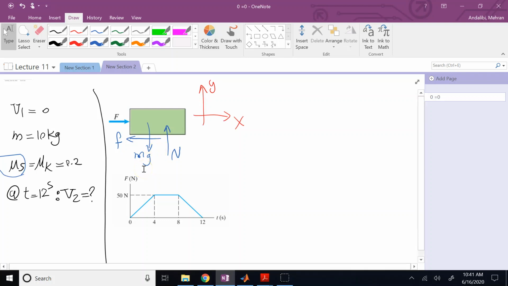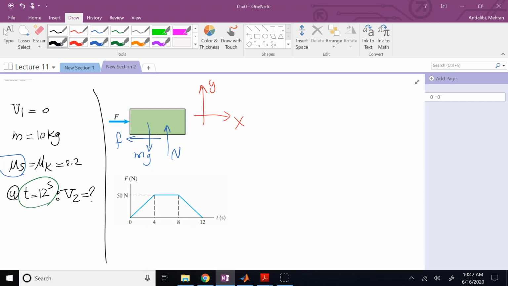Now, how do I know that I cannot use work energy in this case? Why can't I use work energy? That's typically the fast solution. Why? Yes, you're right, because the problem says time: at t equal 12 seconds, what is v2? They didn't say after it moved 5 meters, what is the velocity. Time is involved, so work energy is not the way to go. So we have to use the principle of impulse momentum, or directly the second law of Newton. They are basically equivalent. They are not going to give us much of a difference in this case.